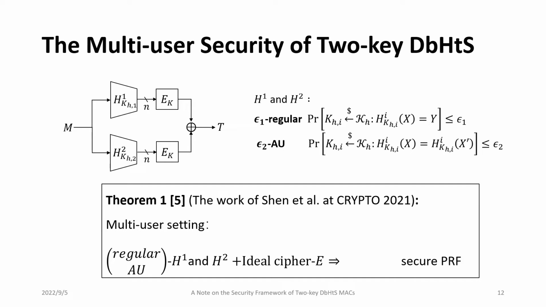Epsilon-2 AU means for any two different x and x prime, when the hash key is chosen uniformly and randomly from the hash key space, the probability of the collision of the hash function with input x and x prime is no more than epsilon-2. According to Theorem 1, where epsilon-1 and epsilon-2 are both about 1 out of 2 to the power of n, then the PRF should achieve 2n/3-bit security.